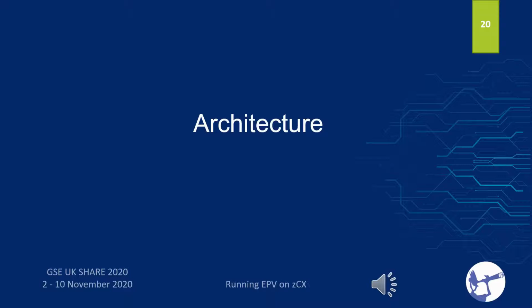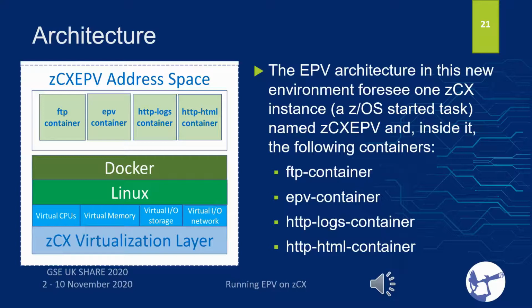Now that we briefly presented zCX and Docker, let's talk about how EPV is planning to use them. Starting from z/OS, we define a zCX instance named zCX EPV. Then we put inside it four containers: FTP container, EPV container, HTTP logs container, HTTP HTML container. Every container shares some common storage areas.